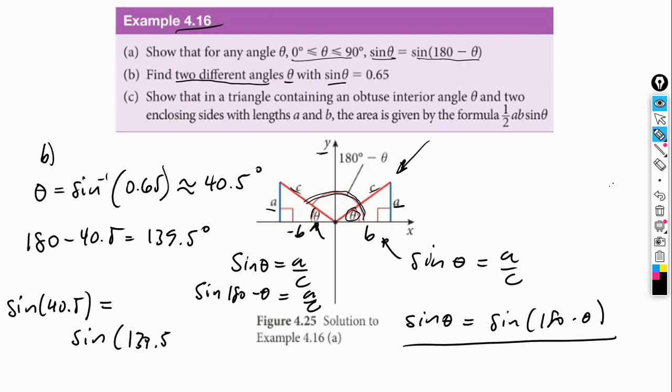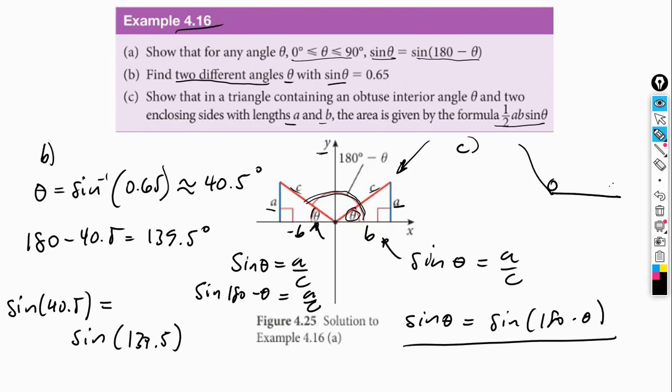So what that means is that sine of 40.5 degrees is equal to sine of 139.5 degrees. Then for part C, they say, show that in a triangle containing an obtuse interior angle theta and two enclosing sides with lengths A and B, the area is given by the formula 1/2 AB sine of theta. So obtuse means more than 90, right? So that would be something like this. Let's say it's like this.